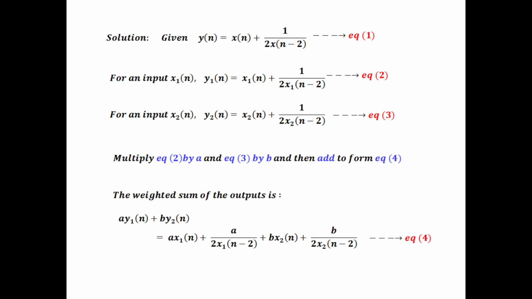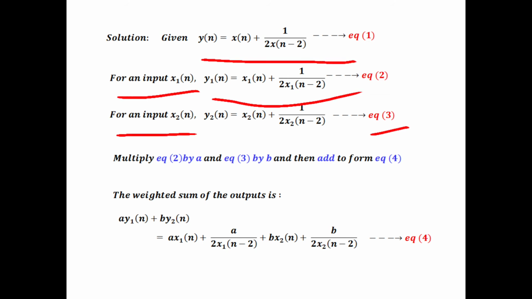Solution. Let us write equation 1 as given in the problem. Equation 2 is written for an input x1 of n. For an input x2 of n, equation 3 is written. Multiply equation 2 by a, equation 3 by b, and then add to form equation 4.